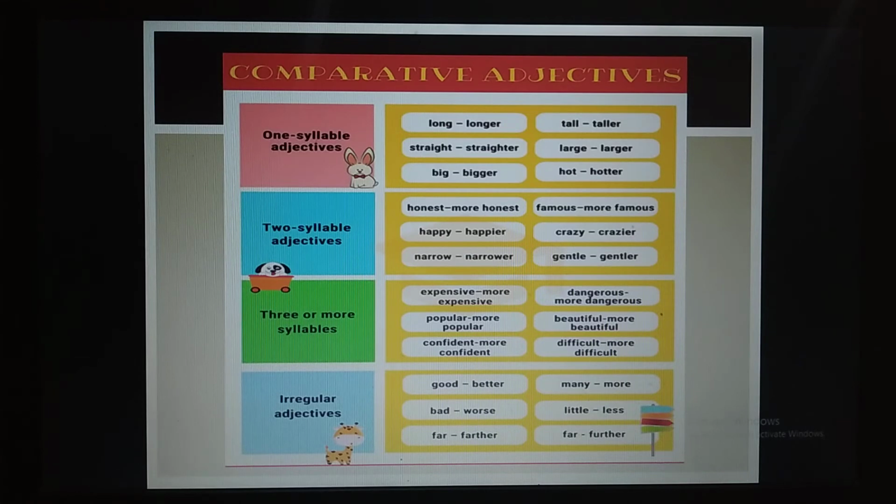Okay, so did you understand what we just discussed about comparative adjectives, grade 6? If you have questions, just message me directly. Okay, so let us proceed.